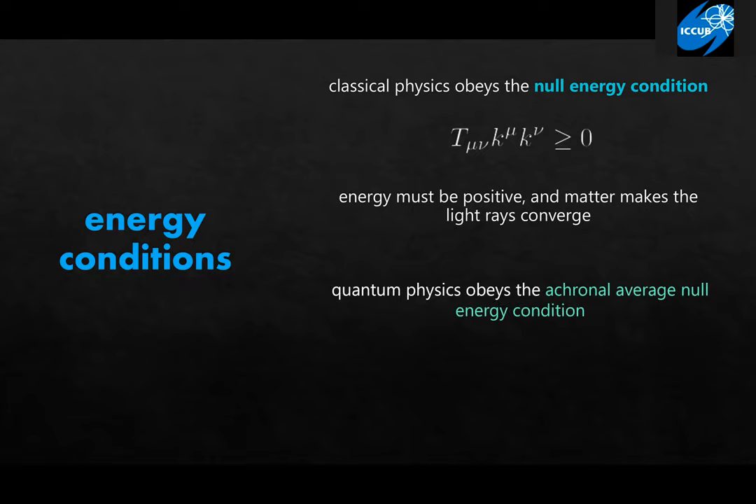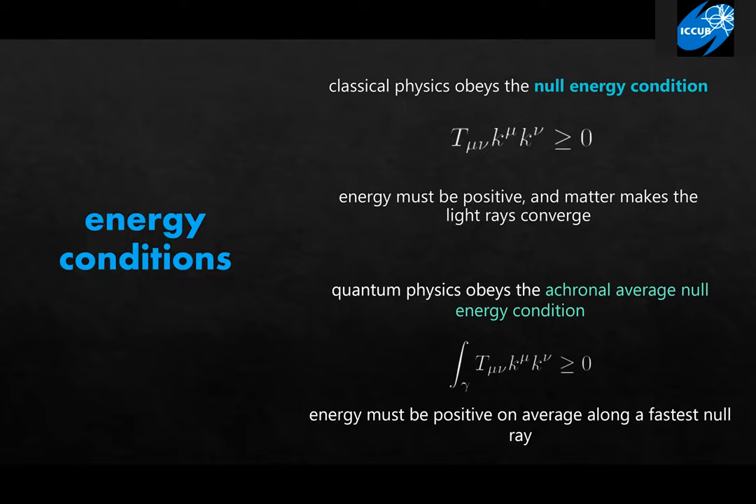However, we have the other regime, which is quantum physics. And for quantum physics, we have something called the achronal averaged null energy condition. The mathematical statement is very similar. It's more or less the same as the null energy condition, just integrated over some geodesic gamma. This is a null geodesic of a particular kind. And what this achronal averaged null energy condition says is that energy has to be positive on average along this particular achronal null ray, and a synonym for achronal is a fastest null ray. So let's see a little bit more closely what this ANEC, in short, tells us.